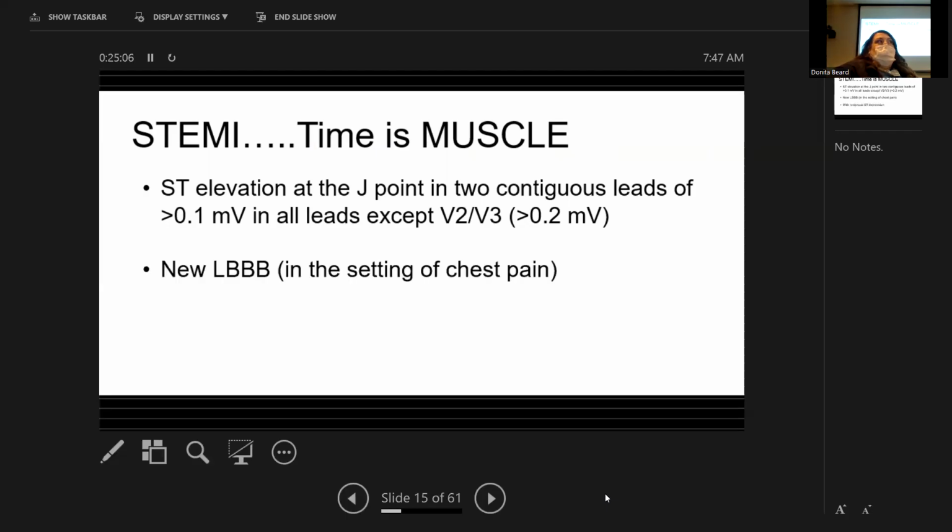Left bundle branch block is always the bane of our existence because you never know, is it new, is it old? In the right setting though, if somebody comes in with symptoms of chest pain and they have a left bundle branch block, you do usually take that as a STEMI equivalent. If somebody comes in for weakness or something, they have a left bundle and you don't know how old, that's where you have to tease out what you clinically think. But for the most part, chest pain, a good story and a new left bundle branch block is very concerning for LAD infarction. And then you always need reciprocal changes to truly classify it as ST elevation myocardial infarction.